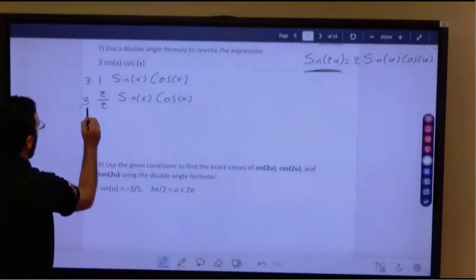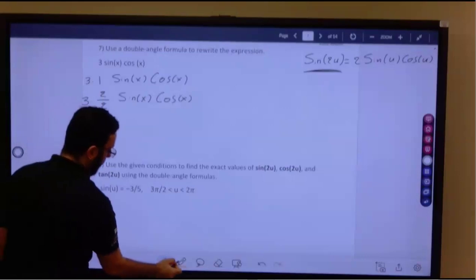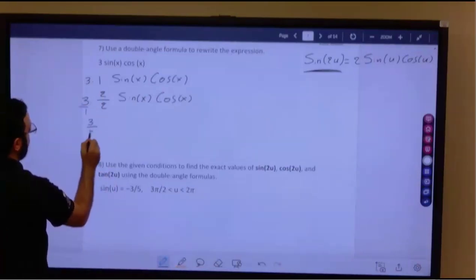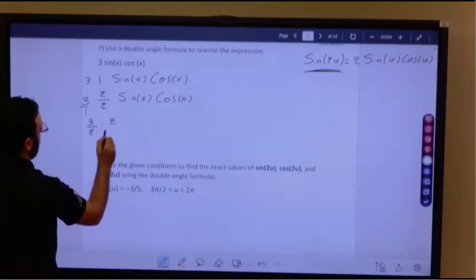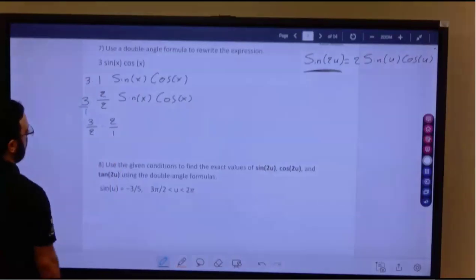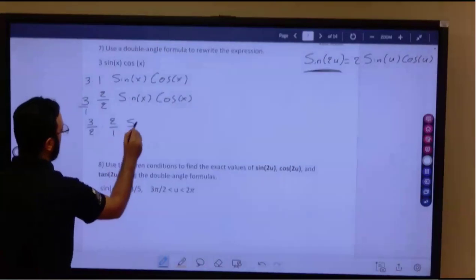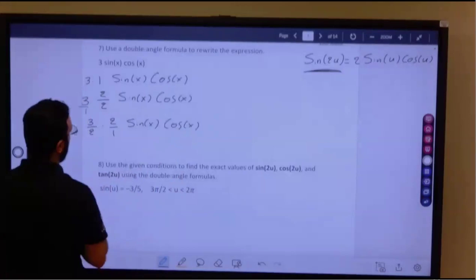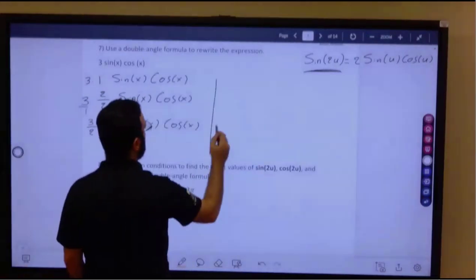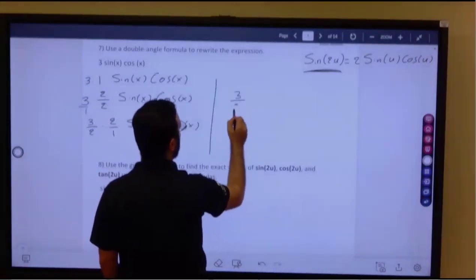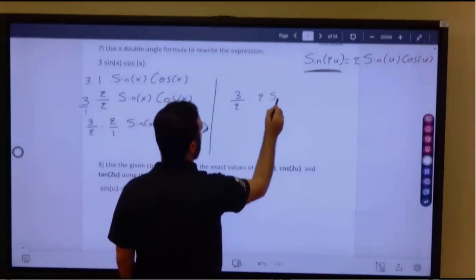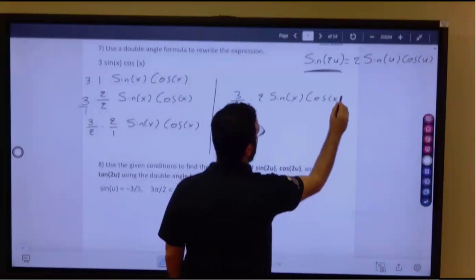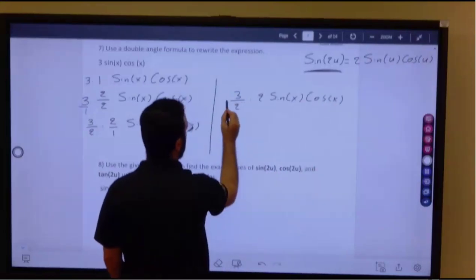Now, it's the same thing. If I say the 3 over 1, I can say it's 3 over 2 times 2. I'm going to write down 2 over 1. Here's sine x. Here's cosine x. In this case, it's the same thing. It's 3 over 2 times 2 sine x cosine x.